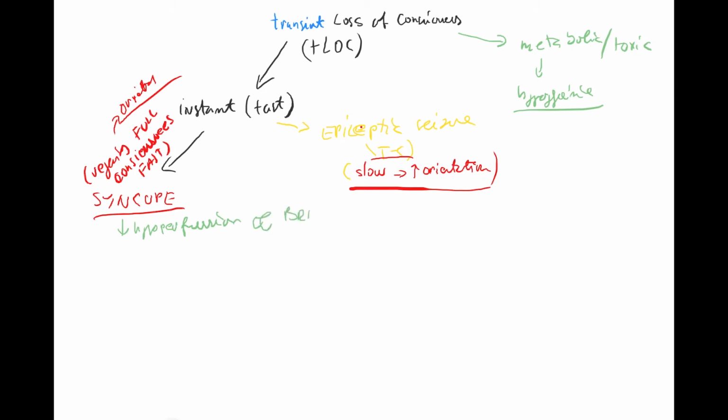Okay, that's the main thing. So it's a hypoperfusion of the brain, and there are many causes. What I want you to remember is that syncope is a very, very important sign, because one group of the causes of syncope is very dangerous, and that is related to heart problems. We should really stress that the syncope could be due to a problem in the heart.